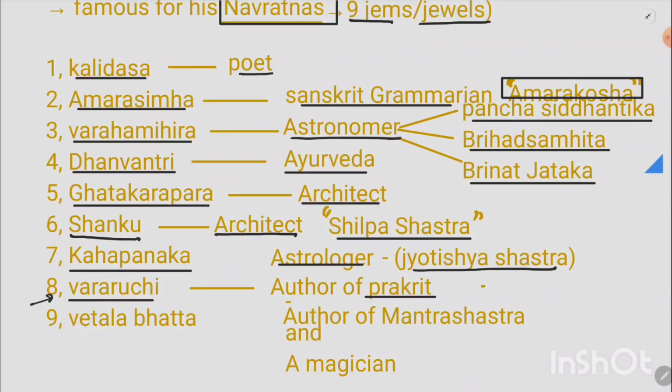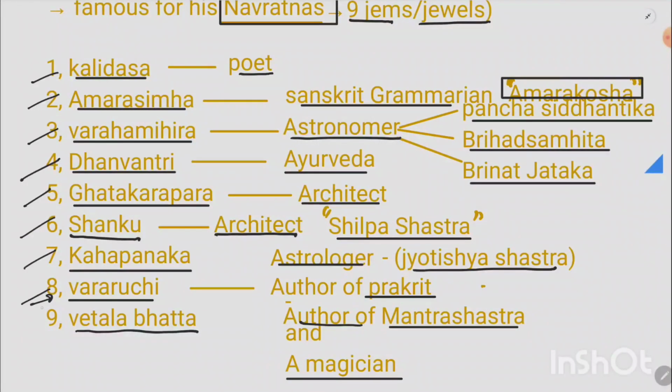Okay, then there is the last Navratna, that is Vetala Bhatta. Vetala Bhatta was the author of Mantra Shastra, and he is believed to be also a magician. Okay, so these were the Navratnas that Chandragupta II held in his court. First is Kalidasa, second is Amar Simha, third is Varamira, fourth is Dhanvantri, fifth is Gatta Karapara, sixth is Sankhu, eighth is Kahapanaka, Vararuchi, and Vetala Bhatta. Okay, just remember these names.